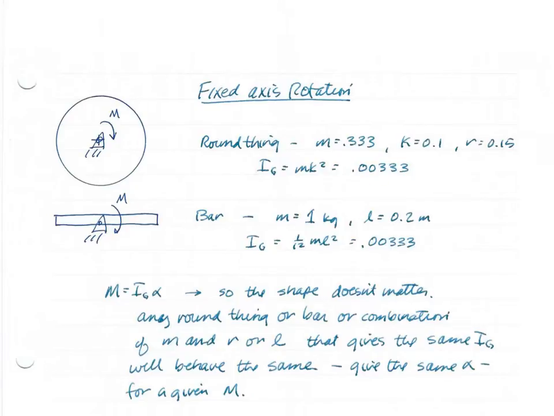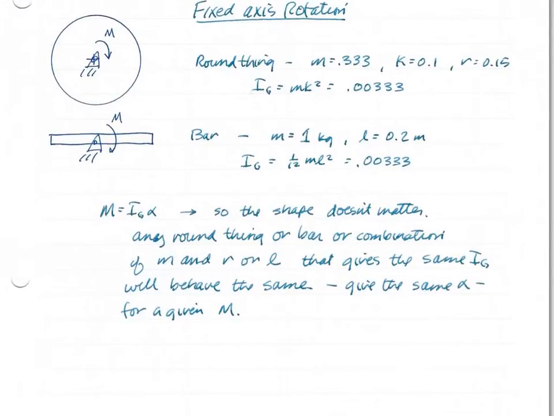We can have a bar with a 1 kilogram mass and a length such that 1/12 ml squared gives the same value, and we get 2 shapes, with completely different masses, that have the same mass moment of inertia. So what that means is under a torque, under a moment, they will behave exactly the same. Since the moment is I alpha, alpha is determined by the I and the moment, so they'll have the same angular acceleration given that same moment, even though they're completely different. So again, the shape basically doesn't matter. As long as it has the same mass moment of inertia, it will behave the same.